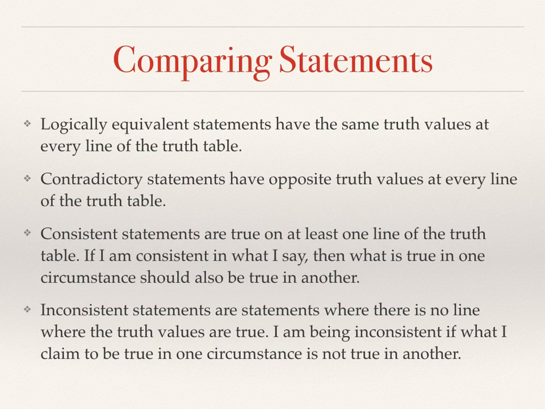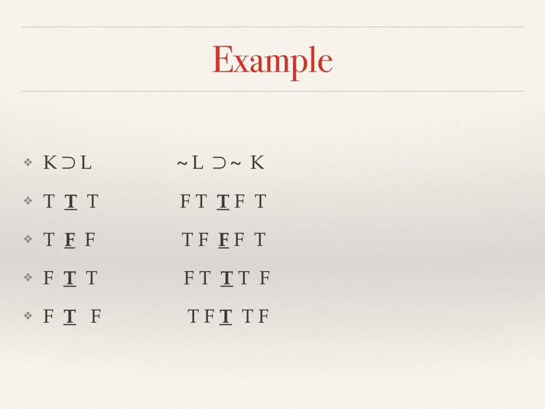Inconsistent statements are statements where there is no line where the truth values are true. I'm being inconsistent if what I claim to be true in one circumstance is not true in another. So let's take an example. Take K implies L, and not L implies not K. And for the truth values, let's do the first one. We have two variables, so we have 4 lines. So T, T, F, F, T, F, T, F. And so T implies T is true, T implies F is false, false implies true is true, and false implies false is true. So the bold underlined is the truth value of that operator for that statement.